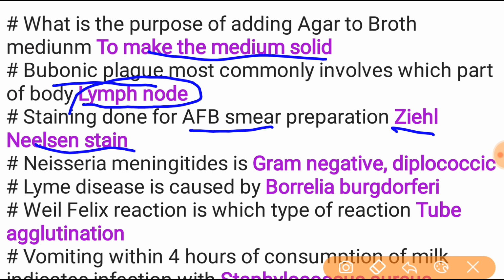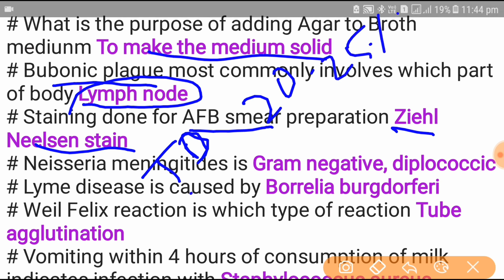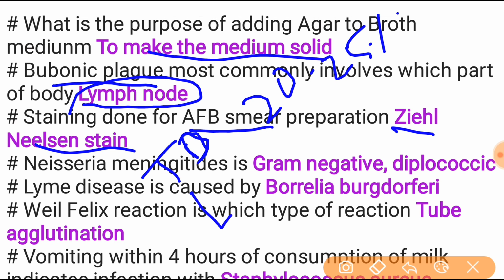And it is also asked what is the percentage of H2SO4 used in all three? That means if the tuberculosis is done, in some books it is 20% and in some books it is 25%. And for leprosy it is 5%, and in case of Nocardia it will be 1%, 1 or 2%.